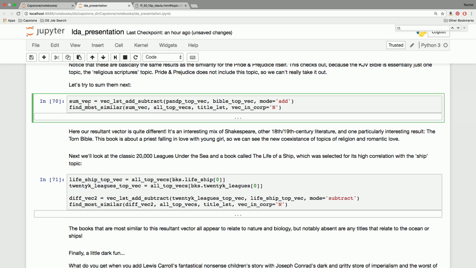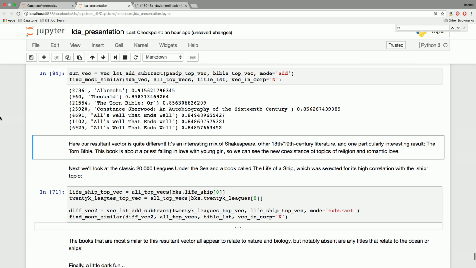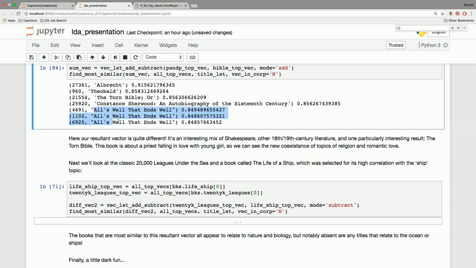However, if we go and add them up, we get something different. We get some other kind of obscure 18th and 19th century literature, and possibly even older. That's one interesting thing about Gutenberg. A lot of the texts are kind of obscure. But some interesting results are we get a Shakespearean comedy. Apparently, the Bible plus Pride and Prejudice is similar to Shakespearean comedy.